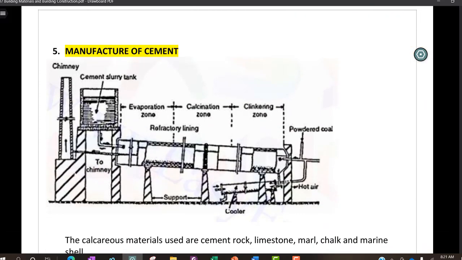Manufacturing of cement, as I have told you, is very simple. What you do is first make cement slurry. How to make cement slurry? Calcareous rocks and argillaceous rocks are mixed well.